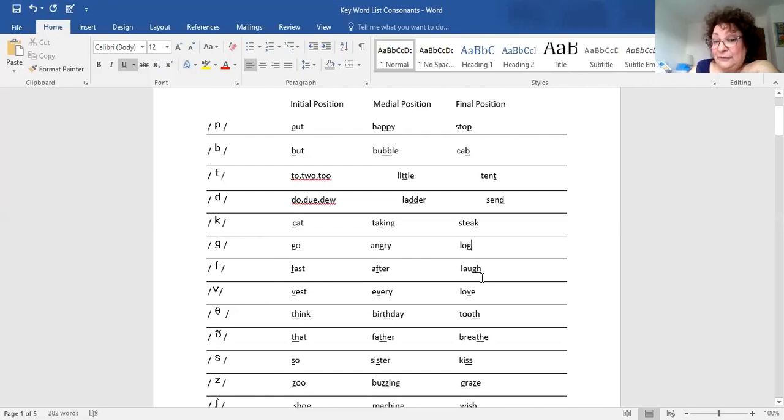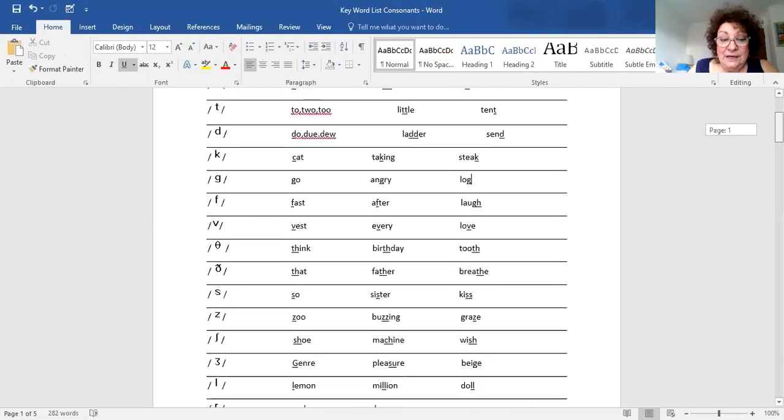Just as in laugh is a GH, but it produces the F sound. So if I were to write it phonetically, it would be F. Its cognate is V, represented by lowercase alphabet letter V. And its initial position is vest, every, love. And that's pretty easy. The only word that might be a little odd is of. The F is produced as a V.